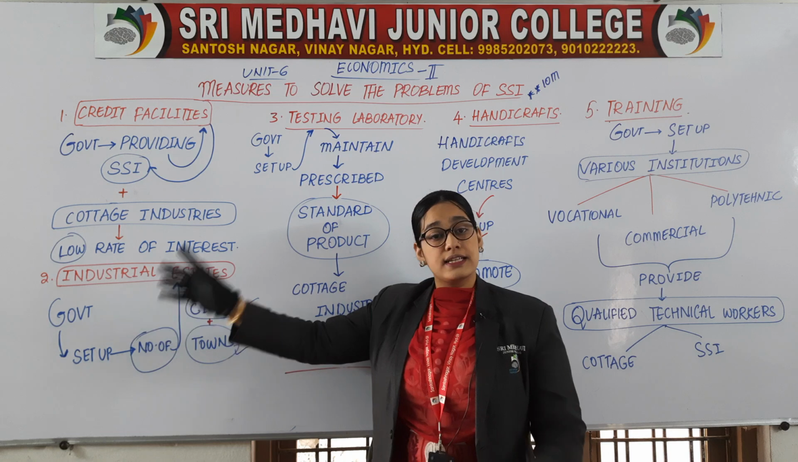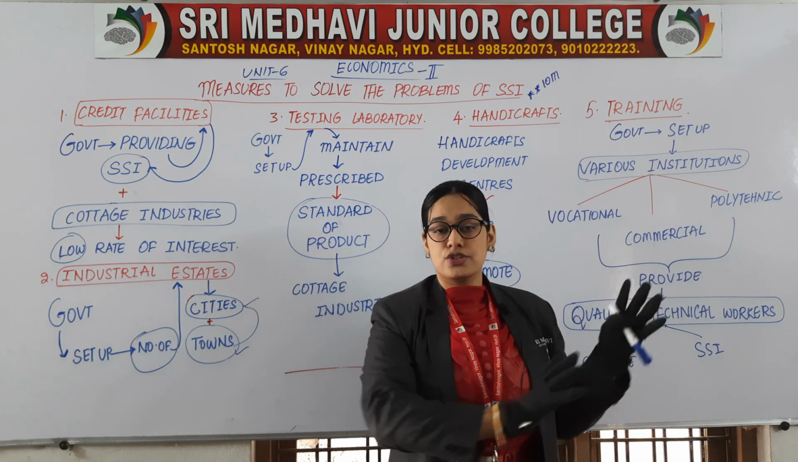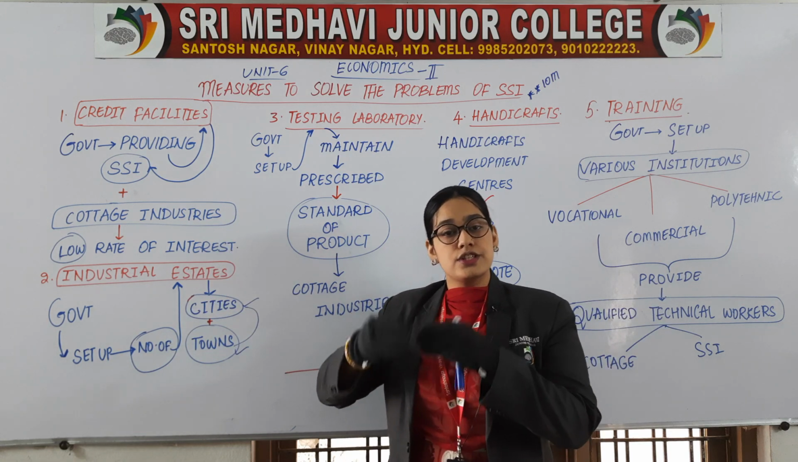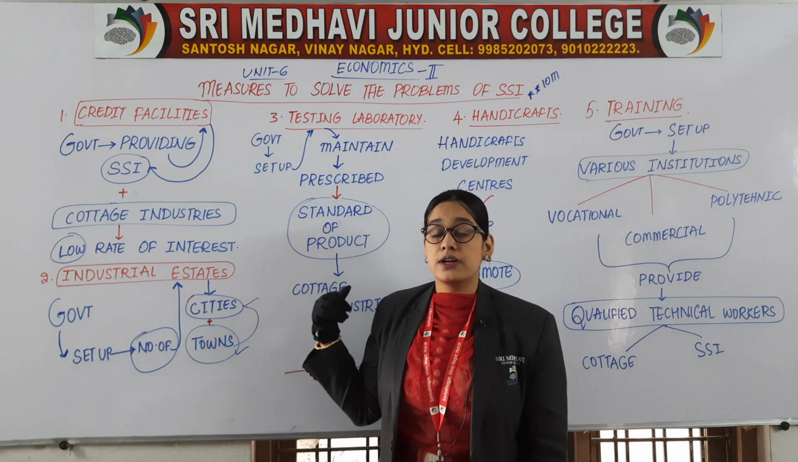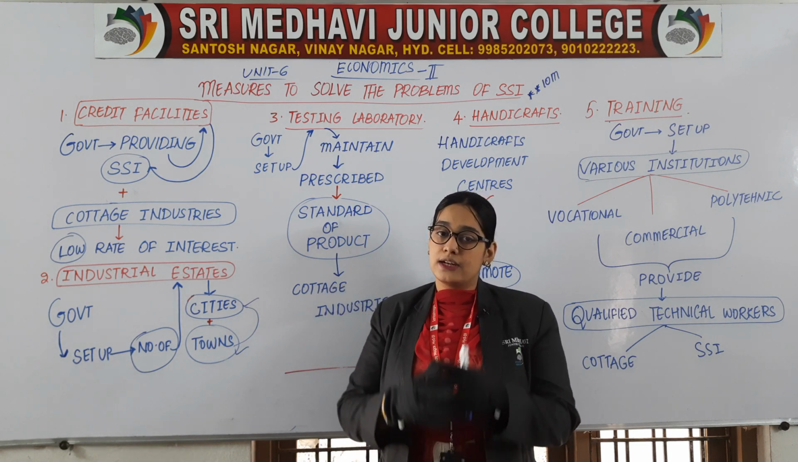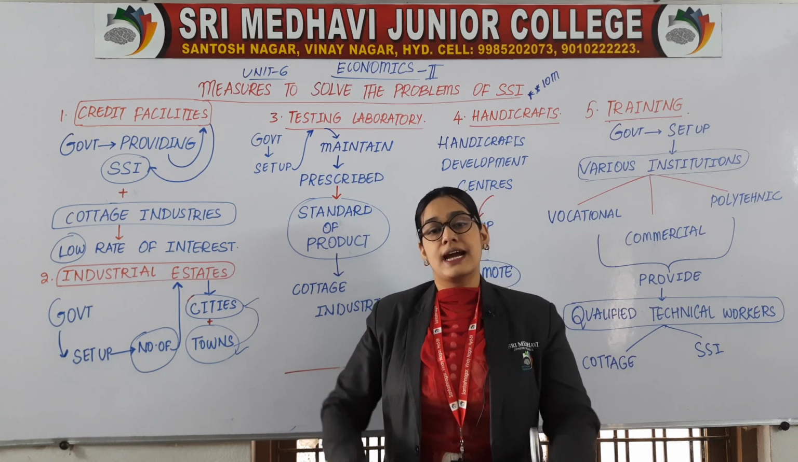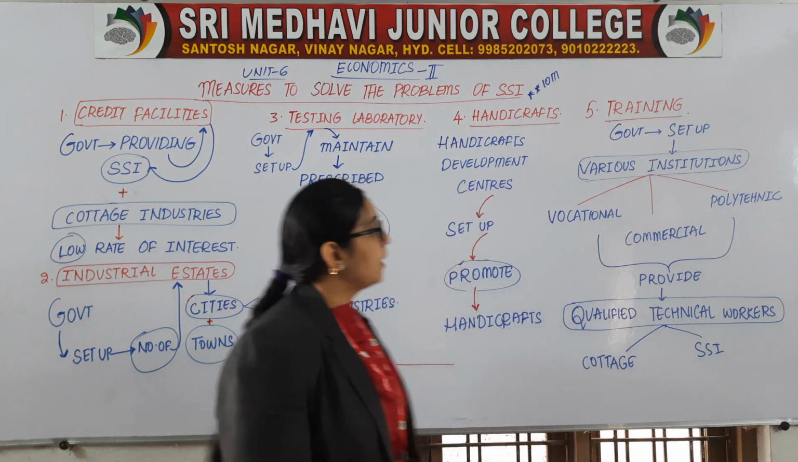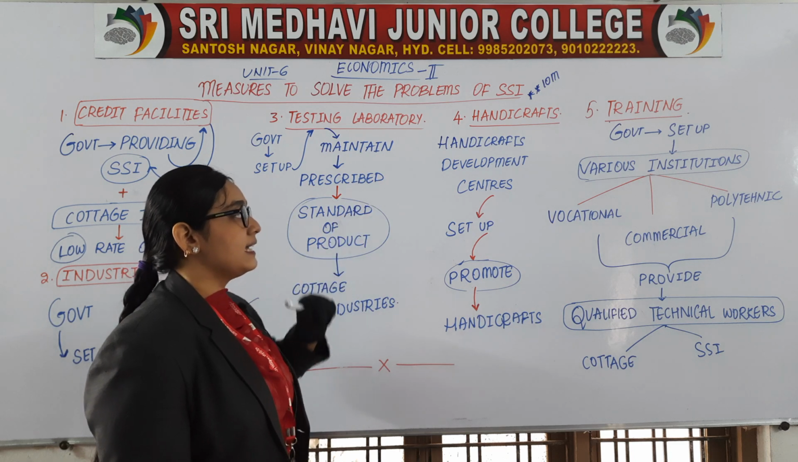First point we have discussed, the government is providing loans at a low rate of interest. Second point we have discussed, the government is setting up industrial estates for the industries to develop. Third point we have read, the government has set up testing laboratories in order to maintain a good standard of product. Coming to the fourth point, handicrafts.